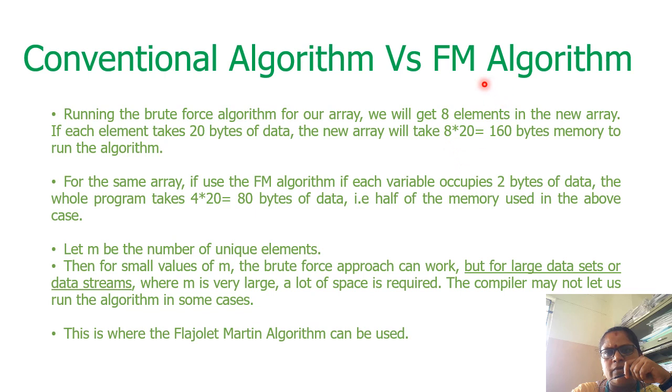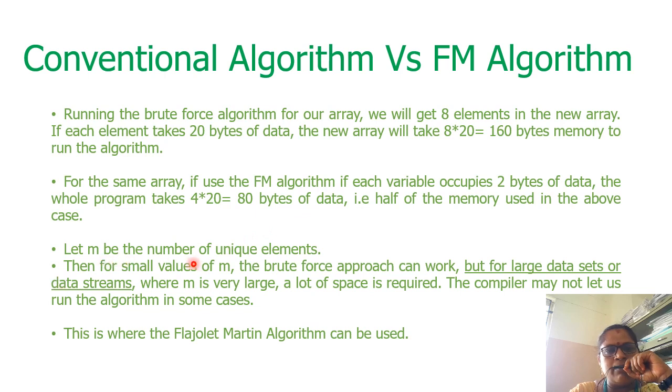What is the comparison of the FM algorithm with the conventional algorithm, which was discussed in the previous video lecture? I am repeating it. Suppose we are using a brute force algorithm and we have 8 elements in our array, and if we assume 20 bytes of data, then we'll have 8 into 20, which is 160 bytes of memory to run the conventional algorithm. But for the same array, if we use the FM algorithm, then 2 bytes remains the same, but for running the whole program it will take only half of the memory used in the conventional algorithm. Half of 8 is 4, so we'll use only 80 bytes.